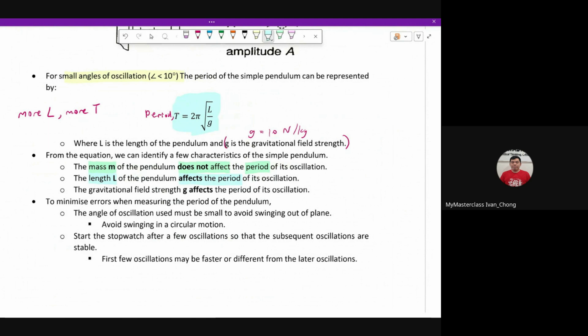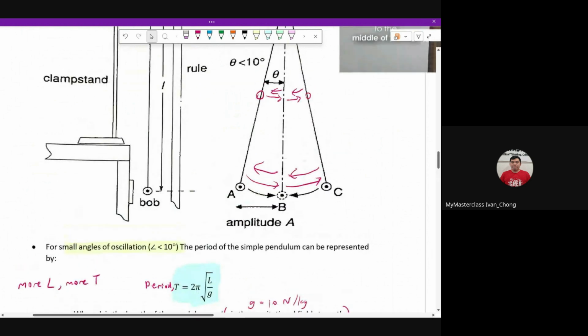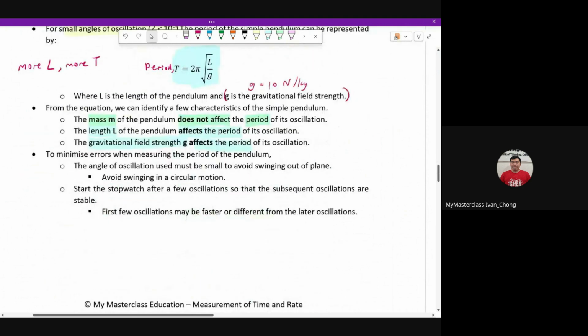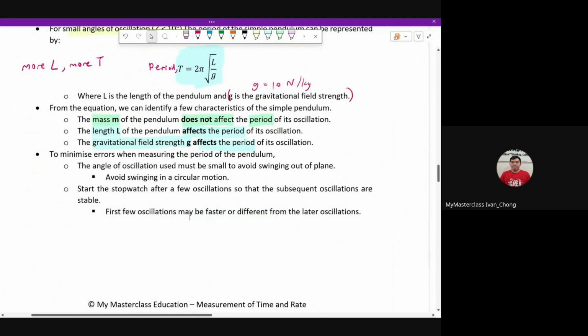And similarly, if you look at your g, g also affects your period, which kind of makes sense because what is causing you to move back and forth is actually the gravity that's pulling the bob down, causing it to swing back and forth over here. Okay, so the thing is, why are we using small angles of oscillation? Because we are minimizing errors.